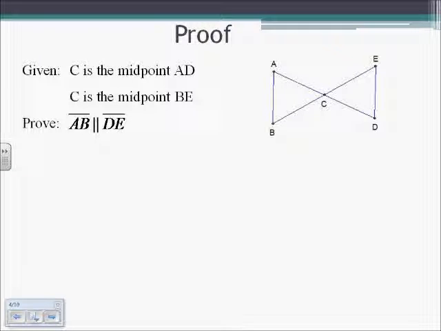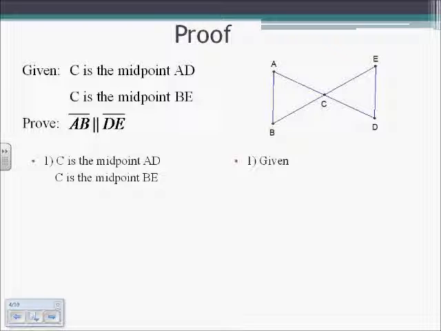Alright, next one. It states C is the midpoint of AD and C is the midpoint of BE. That's the given. Prove that AB is parallel to DE. So think back to chapter 3, where we proved lines parallel. If you remember, the only way that we could prove that lines were parallel was by using one of the angle converses, such as the corresponding angle converse, alternate exterior angle converse, alternate interior angle converse, etc.